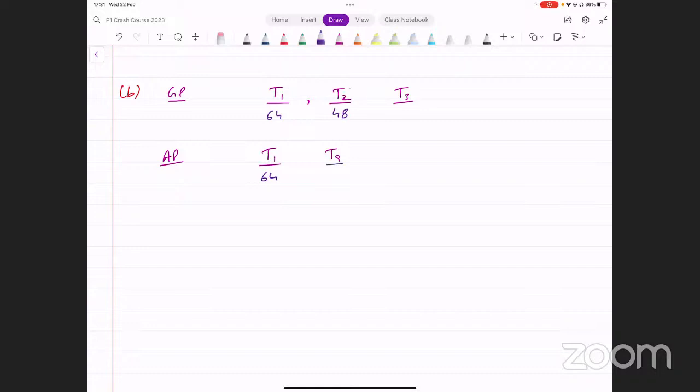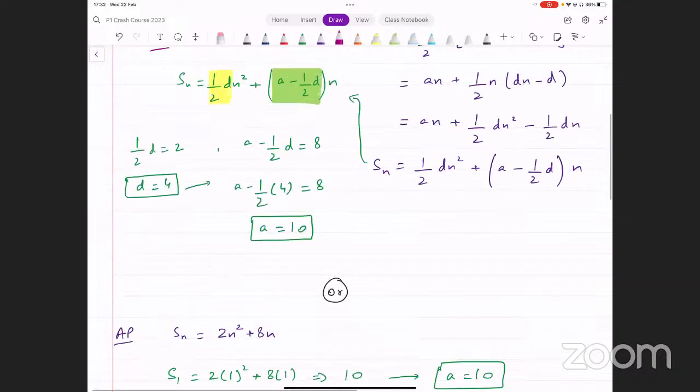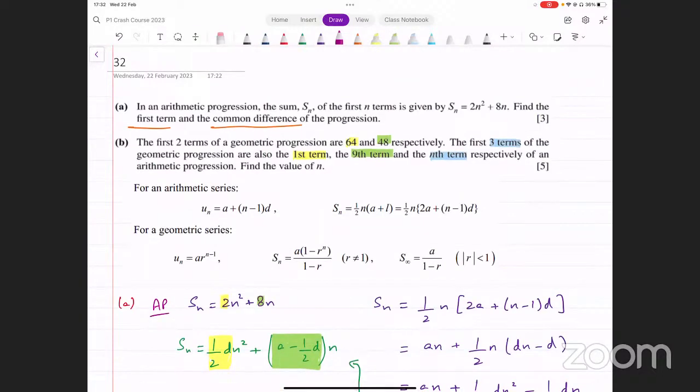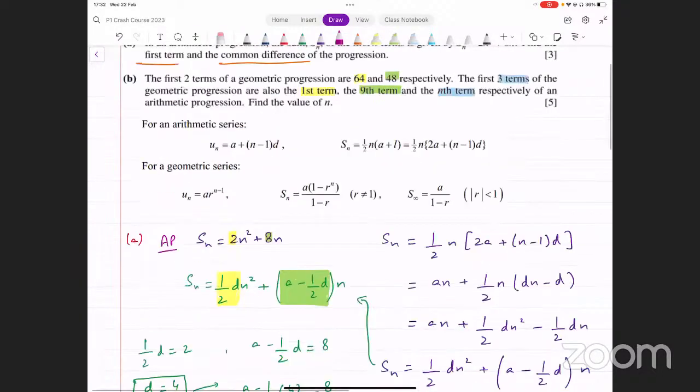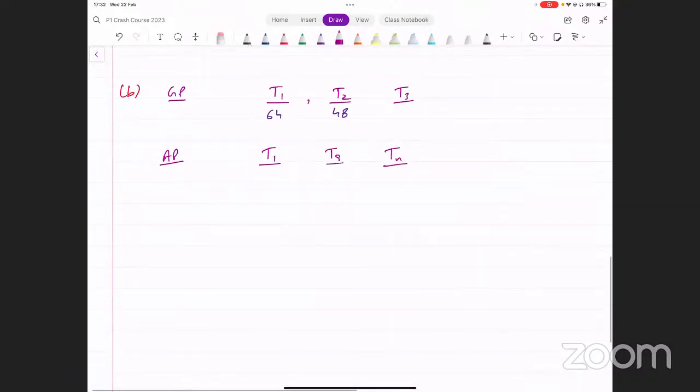That is also the same as the GP. And yeah, so just leave it like this for now. 64 and 48, that's what is known. And we have the nth term then. We don't know what the value of n is. The nth term of the AP is the same as the third term of the GP. This is how these three are related.